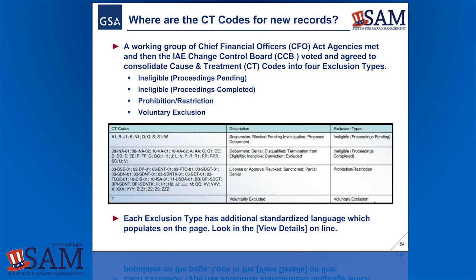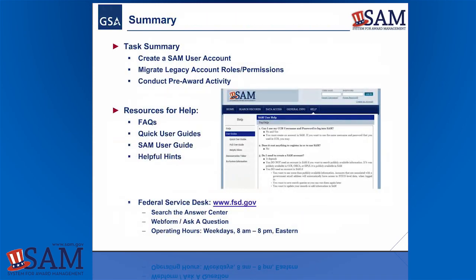That table is referenced on SAM. You can find it, I believe, in general, there you go, help, exclusions information, and you would find the agency exclusion points of contact, you'd find the CT code information, and you'd find other reference material about exclusions contained there.